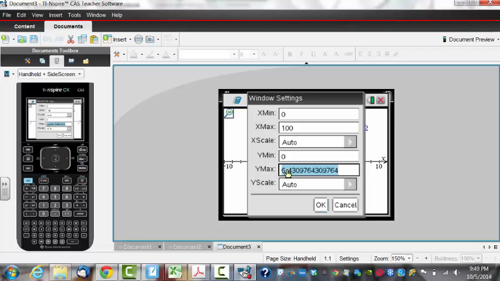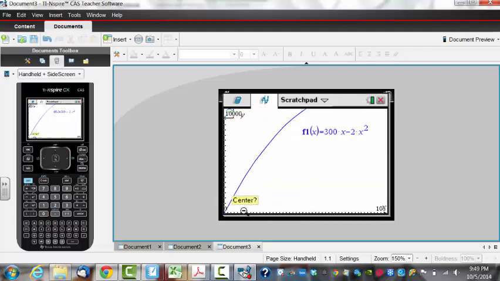Y-min, we're just talking about positive values here. And the Y-max, if we had 100 as a width and 100 as a length, then the area would be 100 times 100, which would be 10,000. So let's put down 10,000 and let's see what we get. Okay, that's definitely more promising.